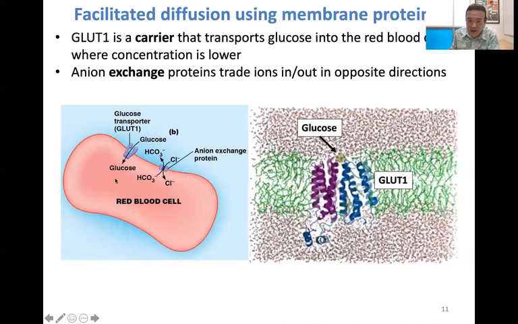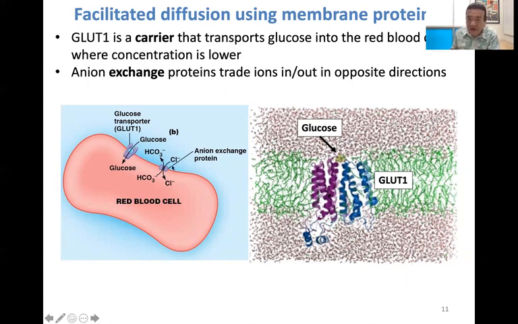Therefore, it doesn't require any energy on the part of the cell to do it, but the cell needed to provide this GLUT1 protein as sort of a channel, right, or a pathway for the glucose to get through the cell membrane, because normally the glucose molecule would not do that on its own.